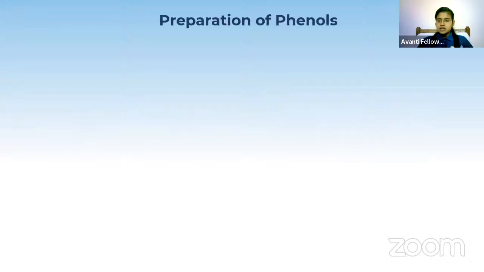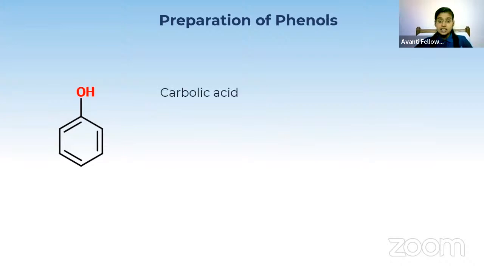So the first method of preparation of phenol. Before moving on to the first method of preparation, I would like to give some information about phenol. The formula for phenol is C6H5OH, right? C6H5 and OH, so one phenyl ring which is attached to OH. This is also called carbolic acid. Phenol is otherwise called carbolic acid.